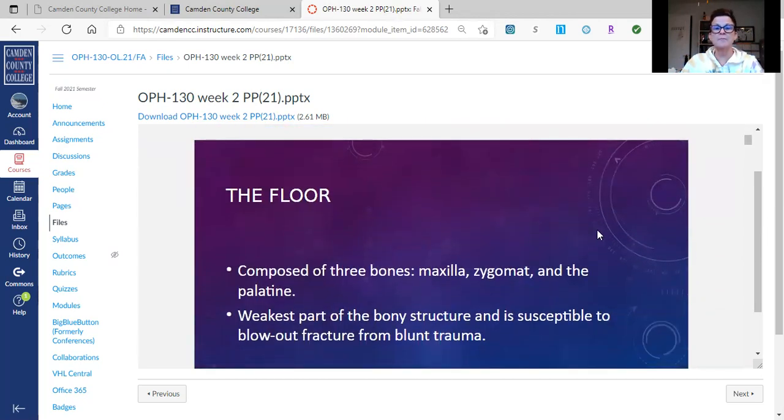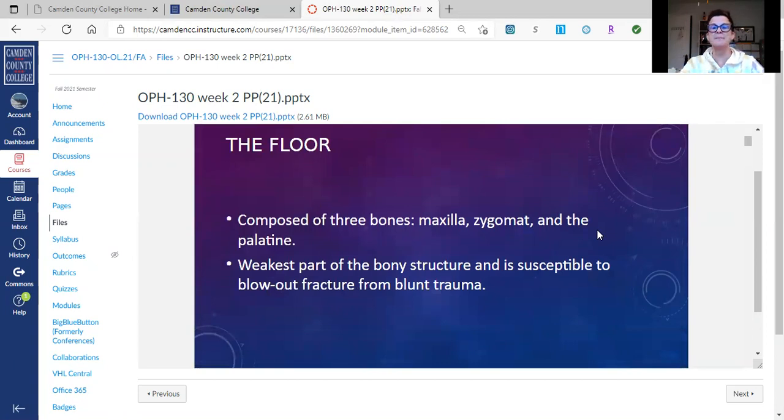The floor of the bony orbit is composed of 3 bones, the maxilla, zygomatic bone, and the palatine. The weakest part of the bony structure is the floor, okay? The floor is susceptible to something called a blowout fracture from blunt trauma. So we're going to consider the floor the maxilla, the maxillary bone, right? So I want you to associate the maxillary bone with the floor of the orbit. And the other thing I want you to associate with the floor of the orbit is that it is most susceptible to a blowout fracture.